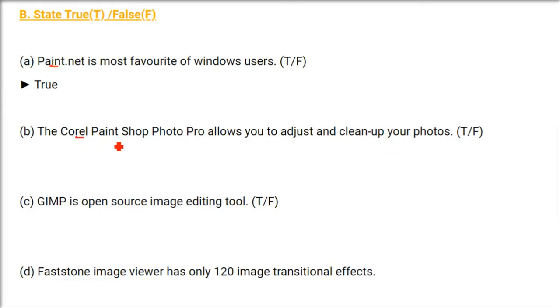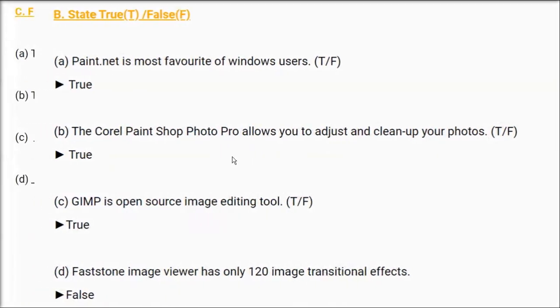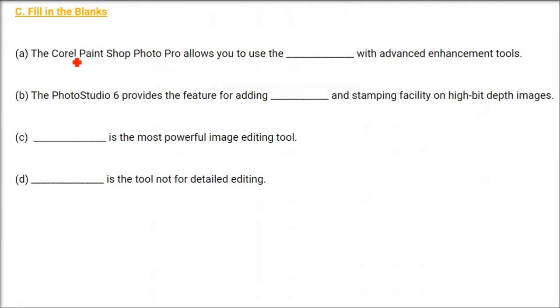Now Paint, Corel Paint Shop, GIMP, FastStone, and there are so many others. There are a bunch of good and strong software for image editing. They have something very different from others. So the answer of this B is true because it has this adjusting and cleaning up photo strength. GIMP is an open source image editing tool. We have already seen it's open and free source. FastStone Image Viewer has only 120 image transitional effects. This is wrong because it has 150 plus, as of now.